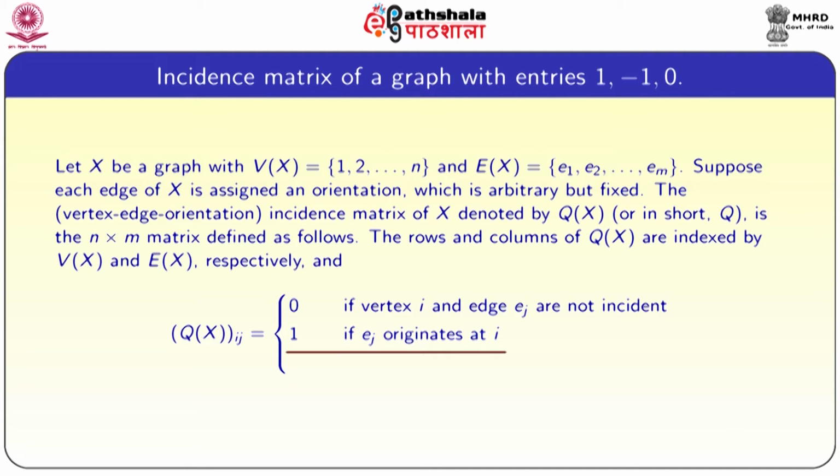The ijth entry of Q(X) is 1 if ej originates at i. It is because we are giving some direction to the edges. So, for each edge, it begins at a vertex i and terminates at another vertex. If it originates at i, then the ijth entry of Q(X) is 1, and it is -1 if ej terminates at vertex i. That is the reason the entries of Q(X) are either -1, 0 or 1.